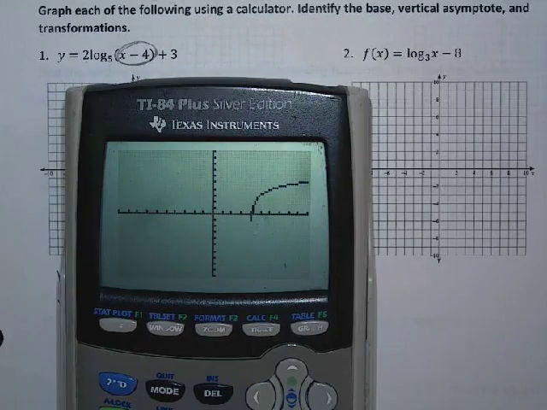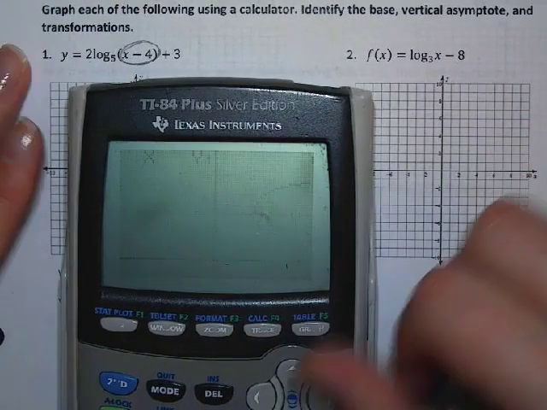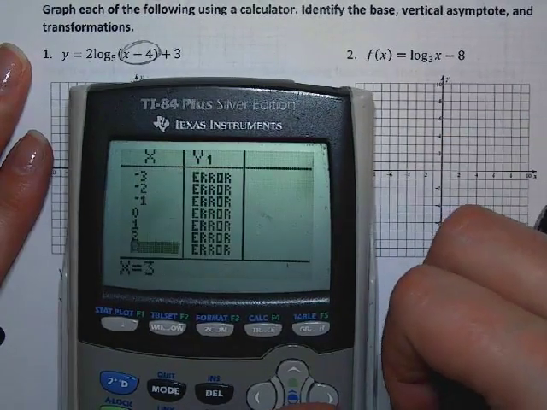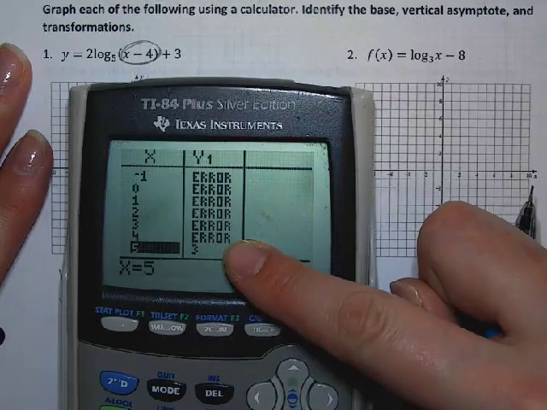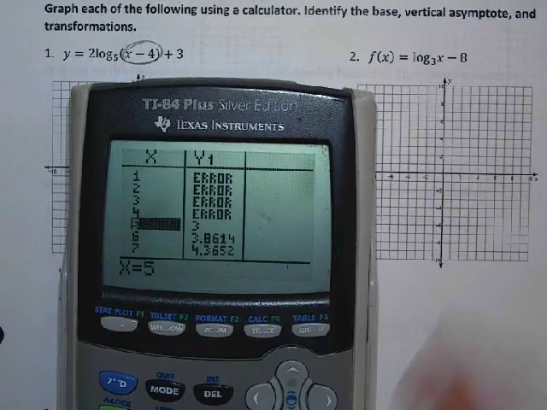Okay, so where should I start looking for points? When I look at the table, where should I start? 4. So the asymptote's at 4, so I'm going to go to my table. I'm going to look for 4. I can see 4 is an error because that's the asymptote. And then I'm going to look at the next point, and that's the one I'm going to graph.